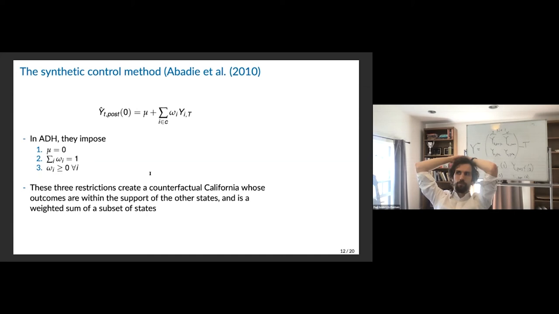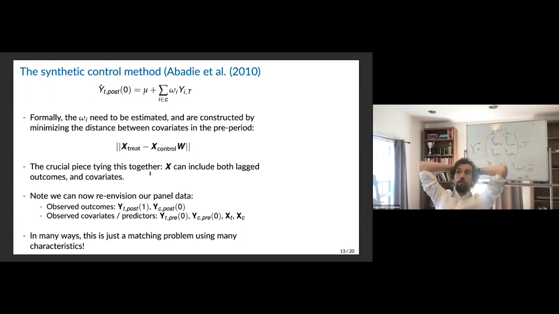Formally, you need to estimate those omega i, and the way you do that is by minimizing the distance between covariates in the pre-period. You use the pre-period data and minimize the distance between the treatment group and the control group's values. The key point is that these X's, which I earlier said were just fixed covariates, can include both characteristics of people in the states, like education level and income, and also lagged characteristics. Think about the cigarette example: lagged cigarette consumption.